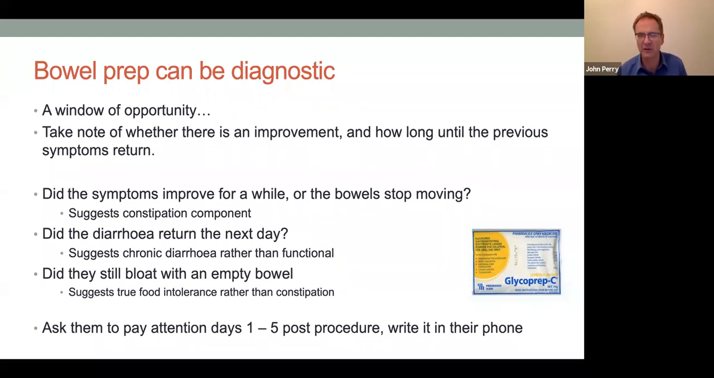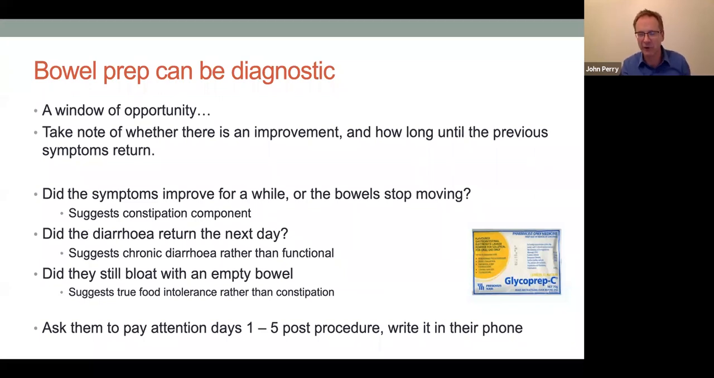So it's an important thing: if you achieve nirvana in the days after the glycoprep, then they have to remember how that felt, and then you have to find a way to keep them that way. Obviously, you can't have glycoprep every other week, but when you are doing that, then you can learn a lot from it. But if you don't pay attention, you'll miss that opportunity.